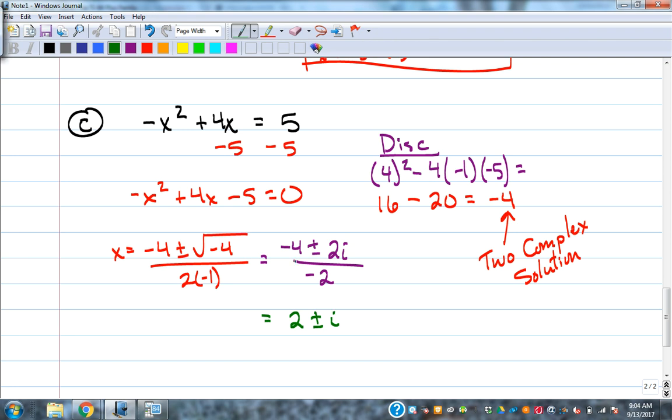Now, can we get a decimal approximation for that? No. Those are our answers. If it's complex, it's easier because you don't have to get the decimal approximations. One less step that you've got to do, but it's still the quadratic formula: doing the discriminant first, and then plugging in the other stuff and going from there.